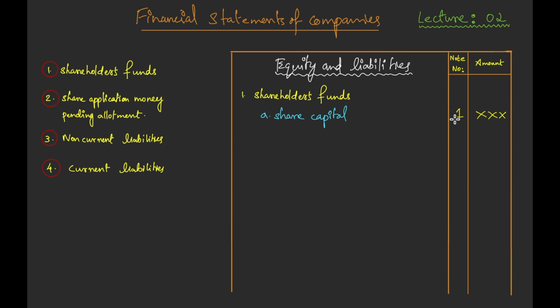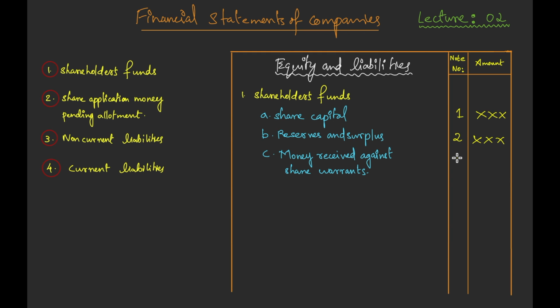So for share capital, we will always have notes to accounts, and this number will indicate the notes to accounts for share capital. Now the second item under shareholders funds is reserves and surplus, and this includes items such as general reserves or capital reserves, etc. On the face of the balance sheet, we will write only the total amount of reserves and surplus, and the details regarding reserves and surplus will be disclosed under notes to accounts. So we will indicate a number 2 here.